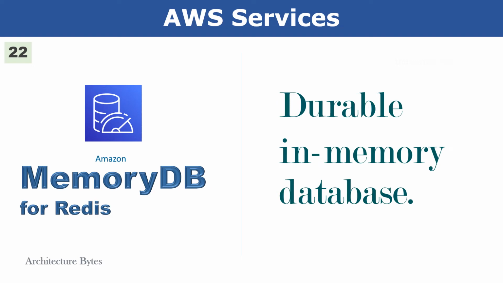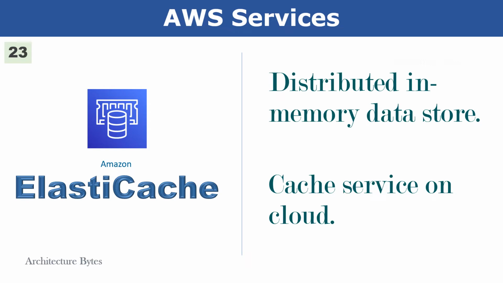MemoryDB for Redis is a durable in-memory database which is Redis API compatible. Elasticache is a distributed in-memory data store. It is a cache service on cloud. It supports two major caching engines, Redis and Memcached.